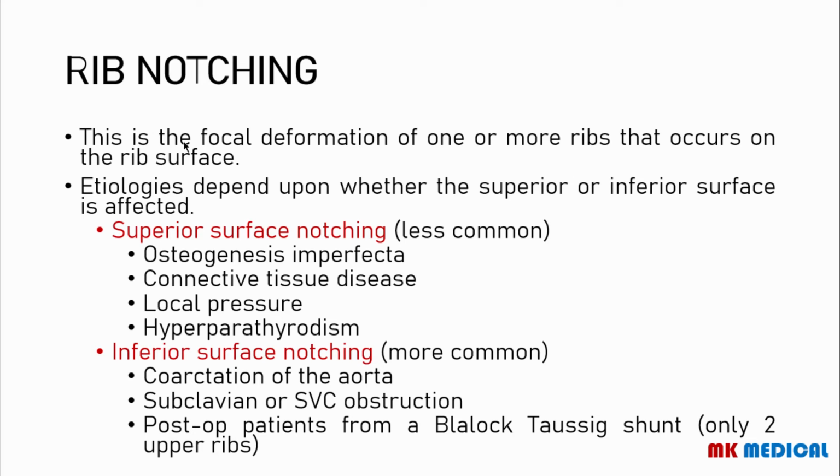Then you could have this happening in post-op patients, especially patients that went for a procedure that's known as a Blalock-Taussig shunt, and this only happens in the upper two ribs. A Blalock-Taussig shunt is one of these procedures that we do in children that have tetralogy of Fallot as we wait for them to grow much older.